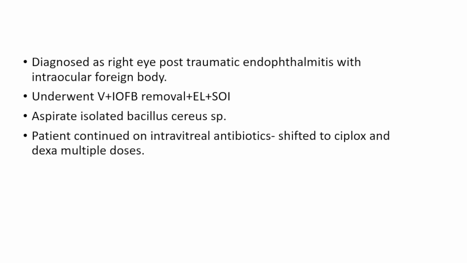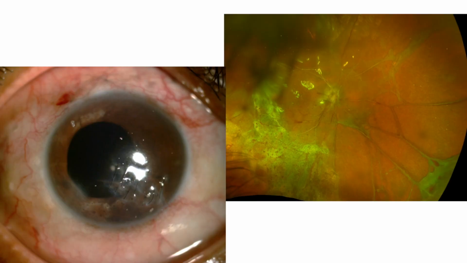So the patient was diagnosed with right eye post-traumatic endophthalmitis with intraocular foreign body. Patient underwent vitrectomy with intraocular foreign body removal with endolaser and silicone oil injection. The aspirate isolated Bacillus cereus species. So the patient was continued on intravitreal antibiotics. Patient was started on topical Ciplox and Dexa multiple doses. After the multiple intravitreal injections of Ciplox along with dexamethasone, the outcome of the cornea improved to this, but unfortunately the retinal status was extremely poor. So the patient went into no PL of vision.